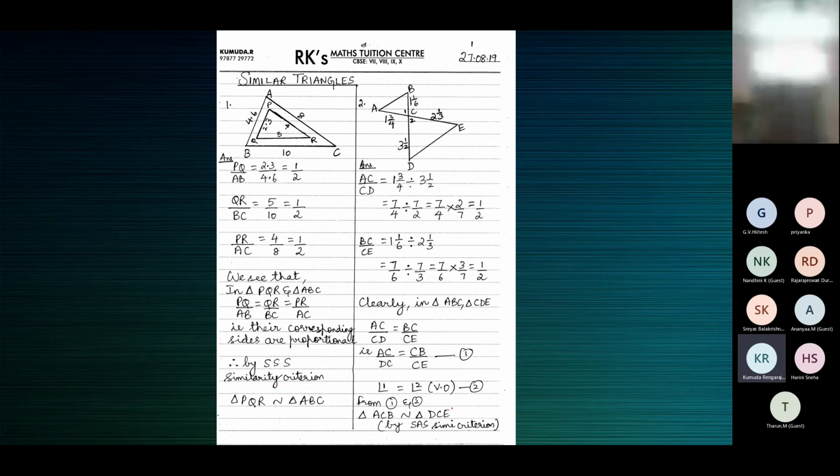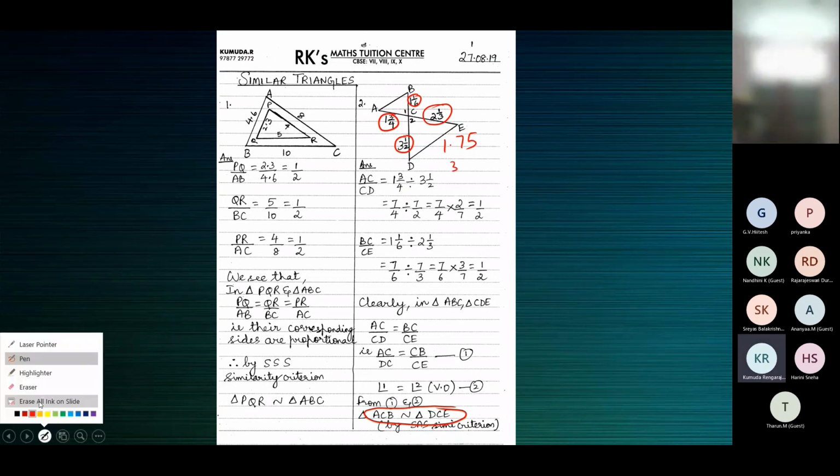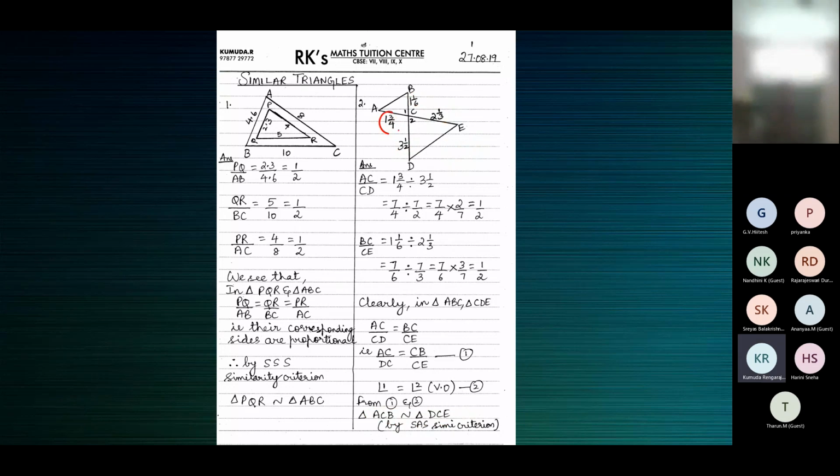We have to prove that ACB is similar to DCE. ACB is similar to DCE. So you have two sides. You can make out, see, 1 by 6, 3 1 by 2, 1 3 by 4 and 2 1 by 3. 1 3 by 4 is like 1.75. Double it, you will get 3.5. So when you double this one, you get this one. So mostly this one doubled should be this one.